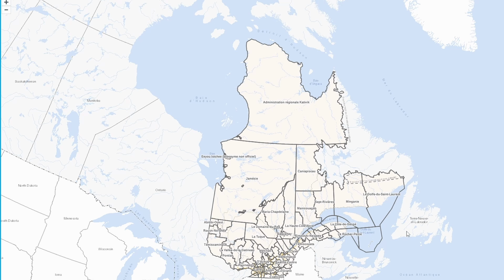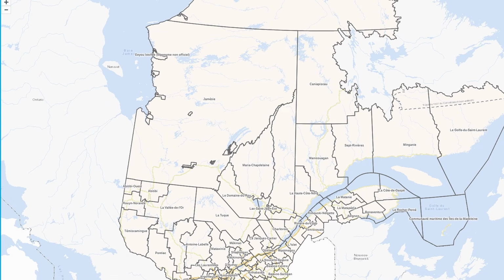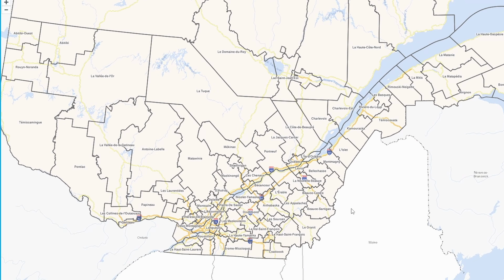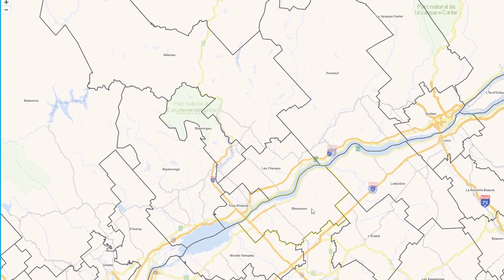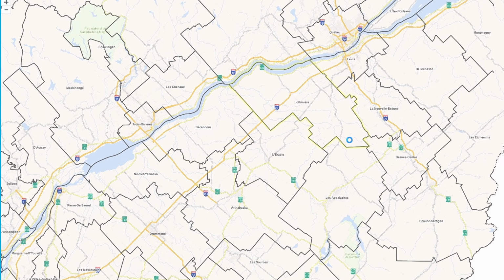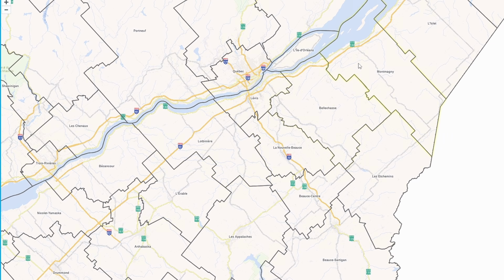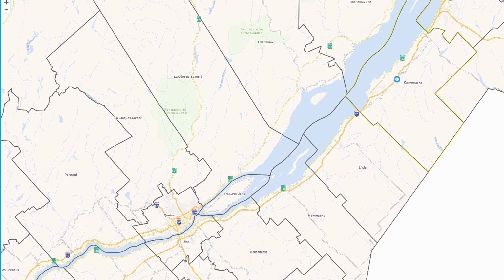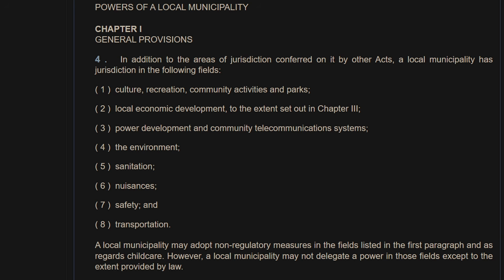The regional county municipalities are again areas that are similar to New Brunswick's regional service commissions or British Columbia's regional districts, in that they do not have full municipal function, but provide some region-based services. Some of these services include managing local economic development, creating waste management plans, and managing the local transportation, to name a few.